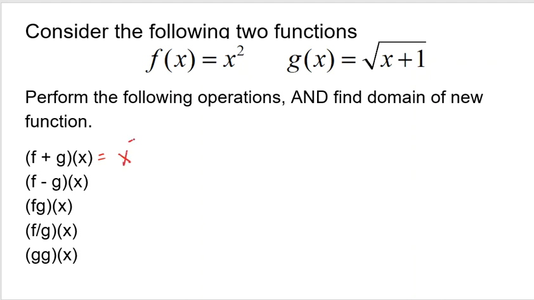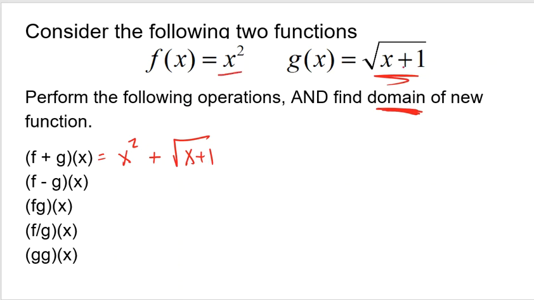So we get f, which is x squared, plus g, which is the square root of x plus 1. And again, remember the ground rules with square roots. You can't really do anything with them. So this is really all I've got here: x squared plus the square root of x plus 1. Now, it does say find the domain, so I have to consider both functions.